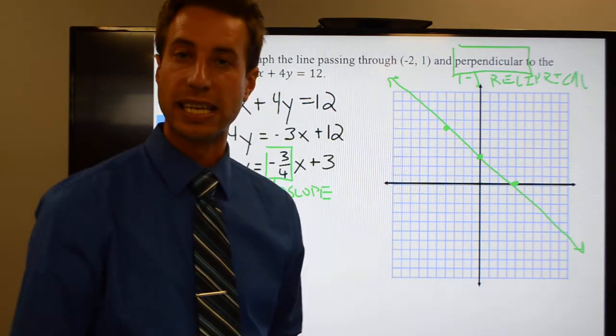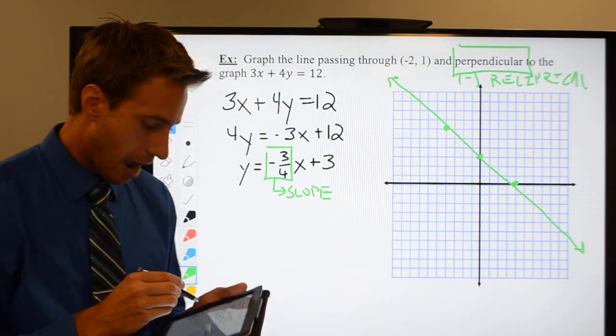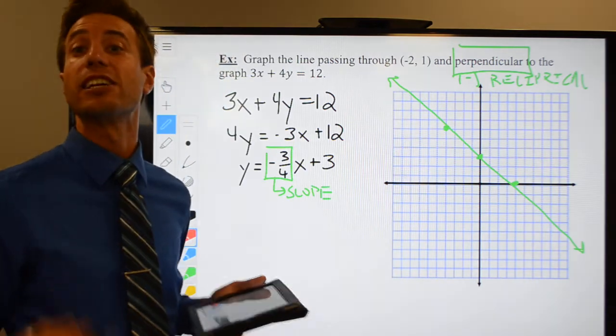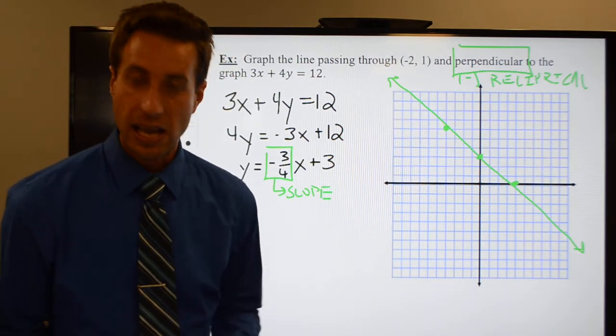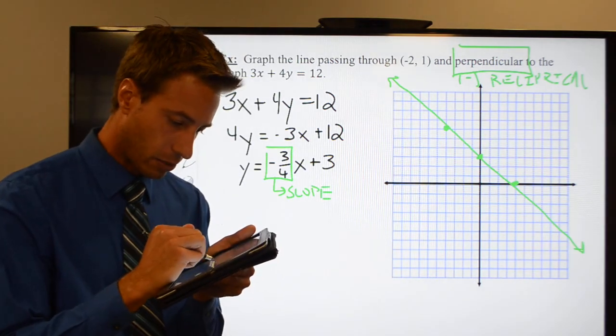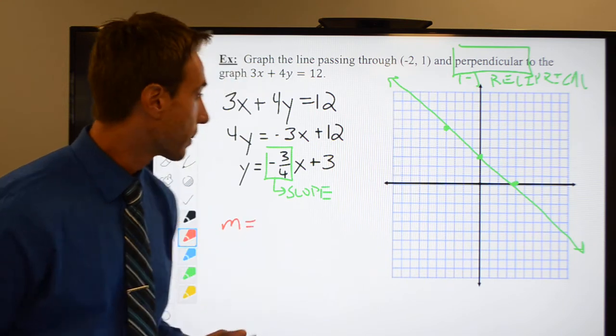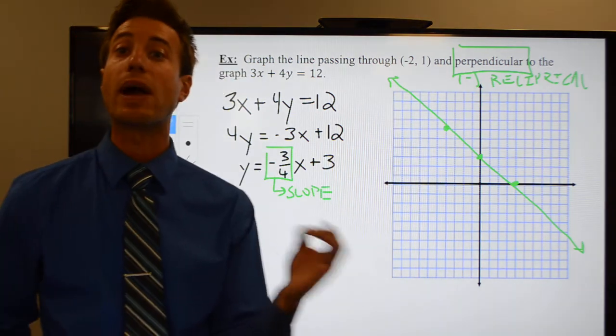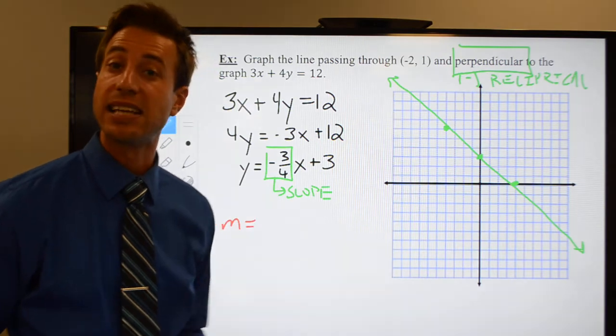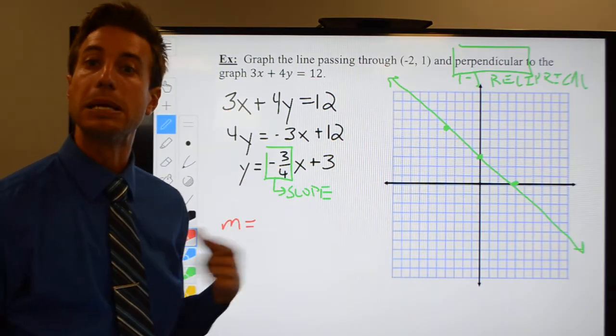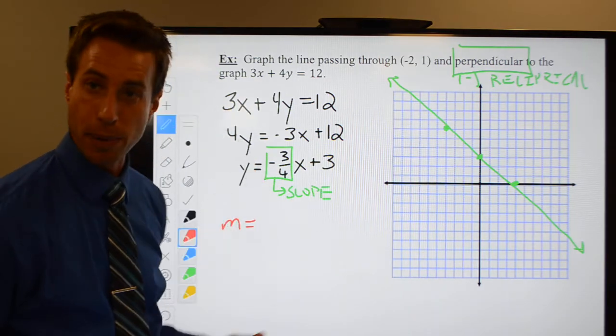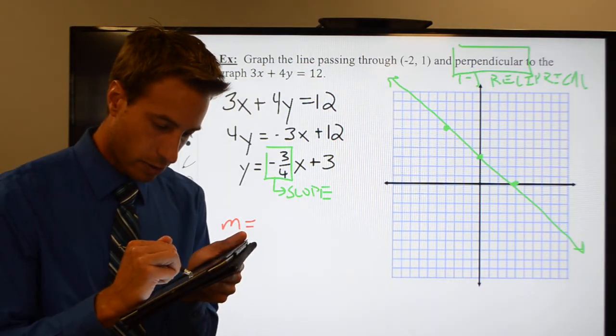Now I need the perpendicular line. Well, here's what I remember. I remember that the slope for my perpendicular line needs to be the negative inverse. So my slope, well, I'm going to make this number negative. It's already negative. Negative times negative means my slope is now going to be positive. And I need to flip it. So how about 4/3?